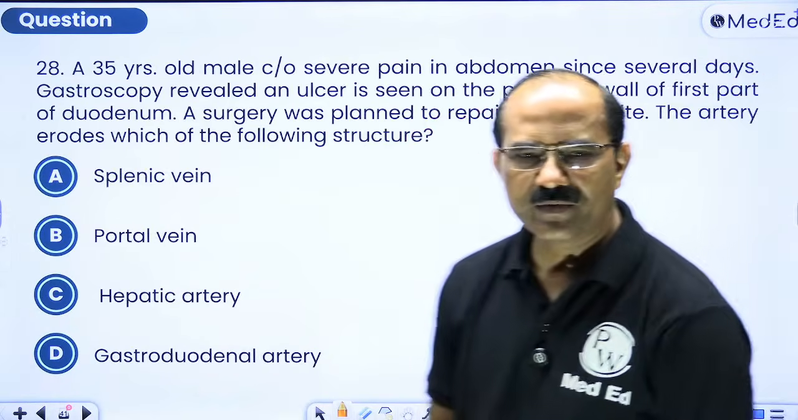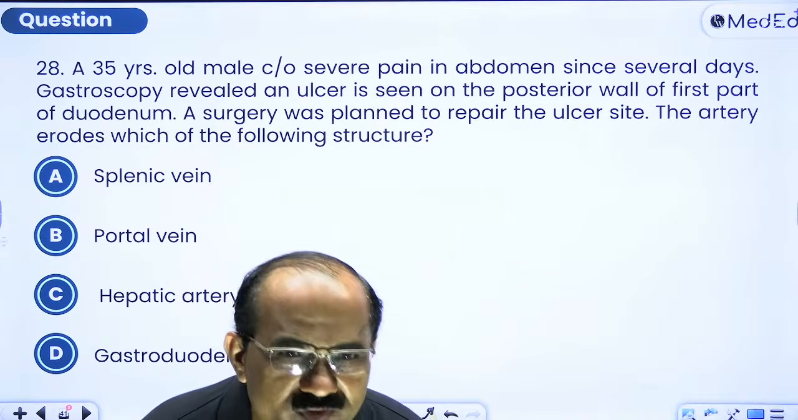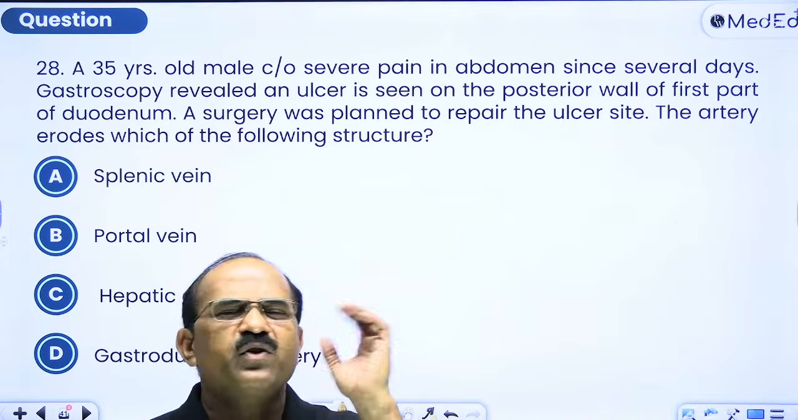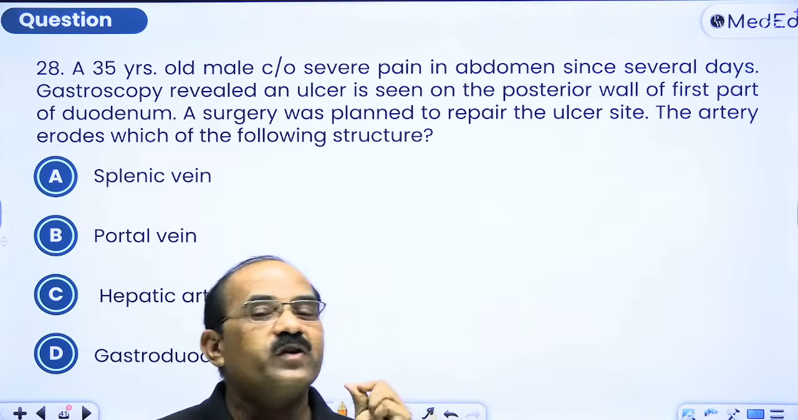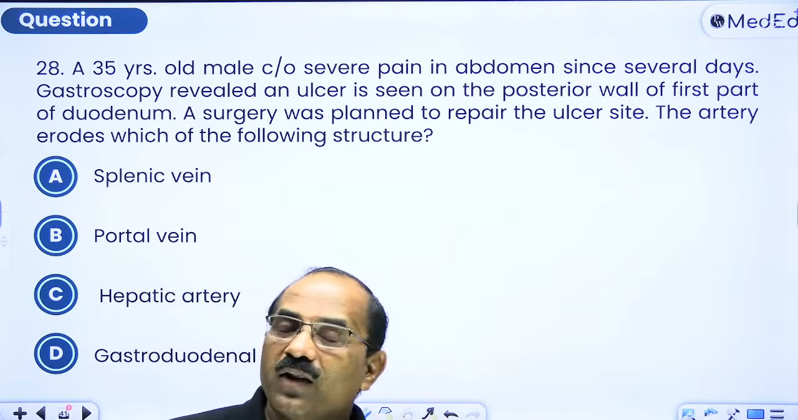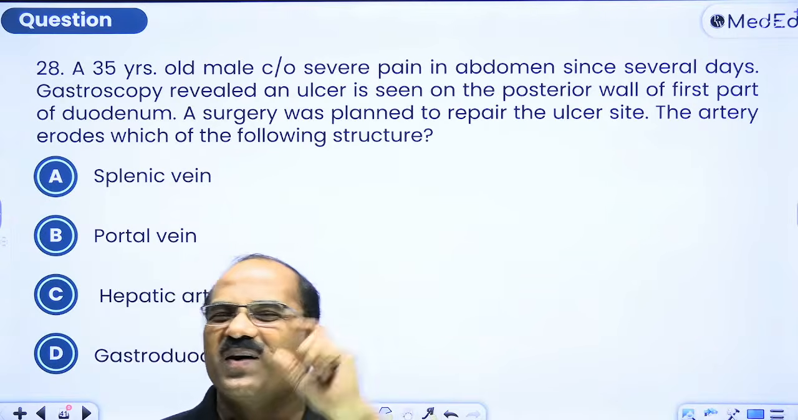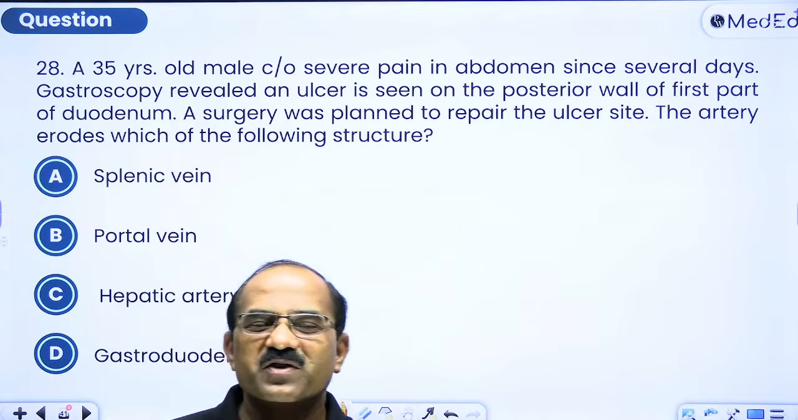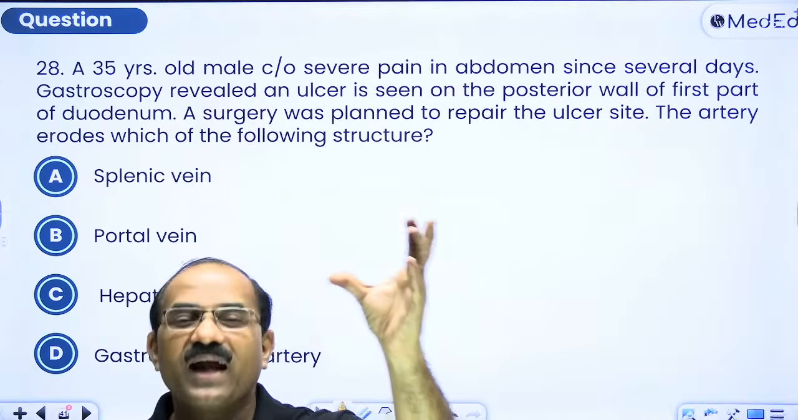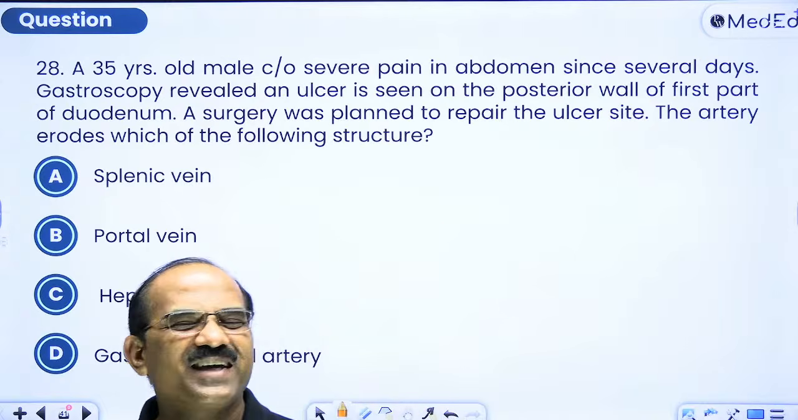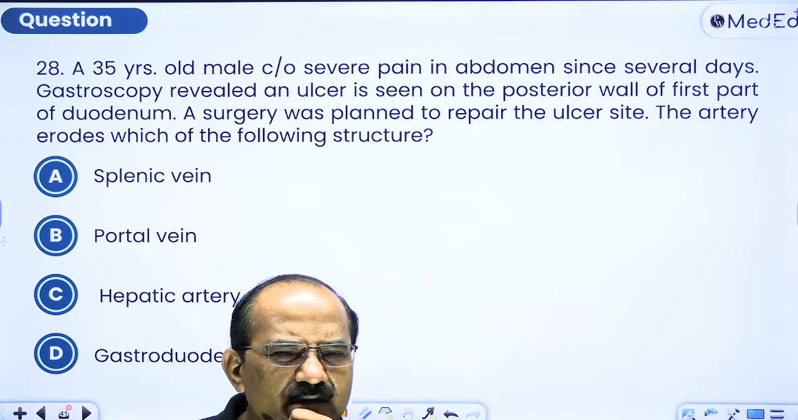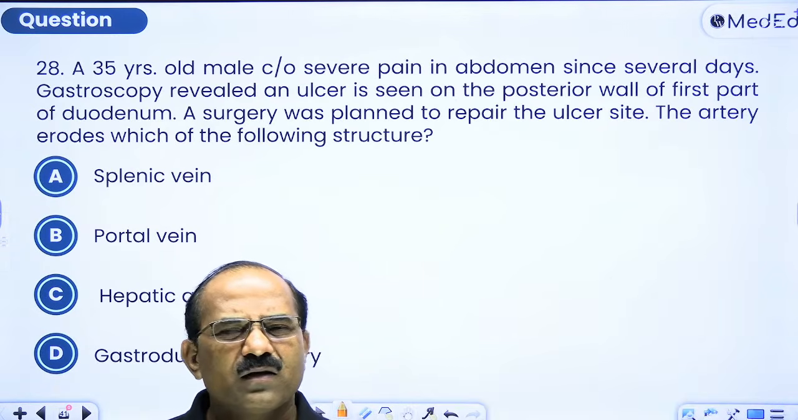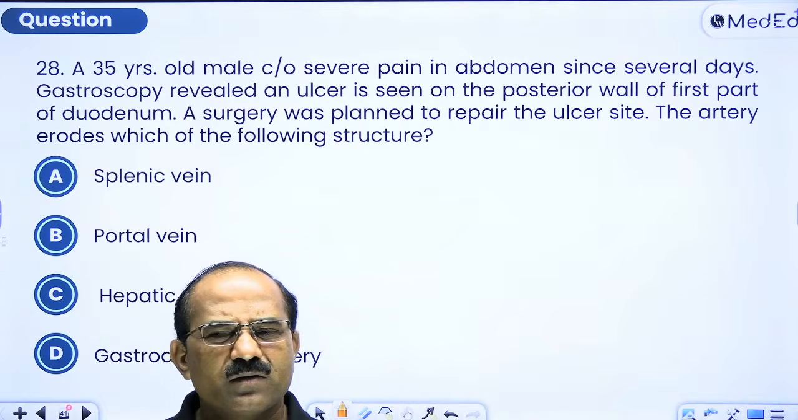Okay, I'll just sit and read this. Answer this. A 35-year-old male complains of severe pain in the abdomen since several days. Gastroscopy revealed an ulcer in the posterior wall of the first part of the duodenum. A surgery is planned to repair the ulcer site. The artery erodes which of the following structures?